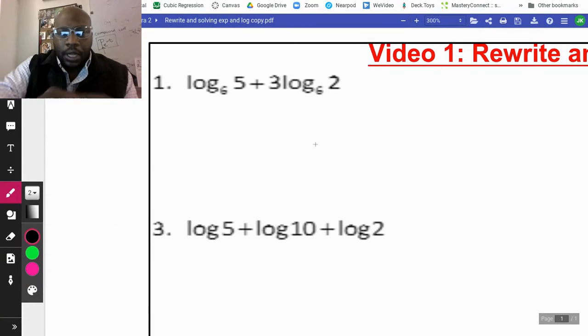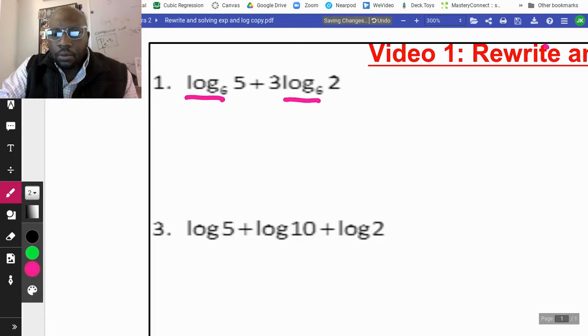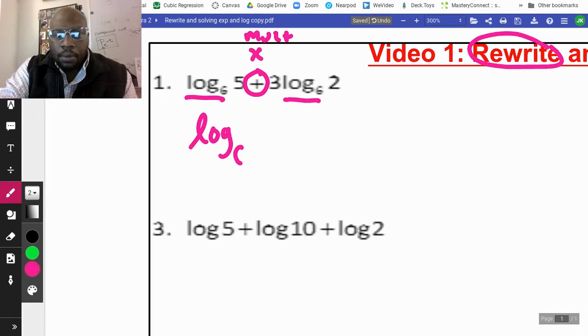Question number one. We've done this before, I'm just going over this real fast. You're given the log 6 of 5 plus log 6 of this. All they want me to do is rewrite it. Because there is a plus, it has to do with multiplication. So you keep the log 6 the same, you have your 5, and because there's a plus, you're going to multiply.